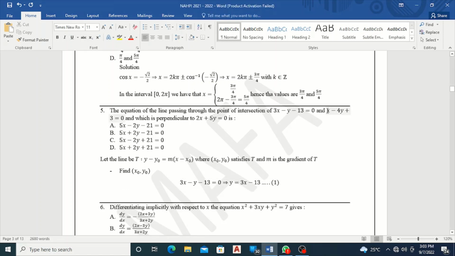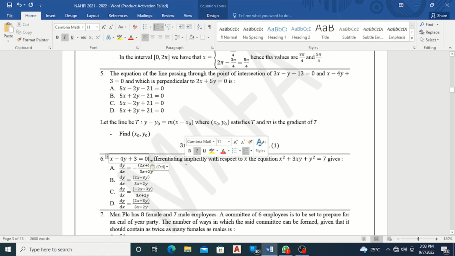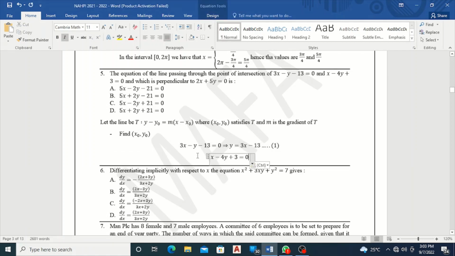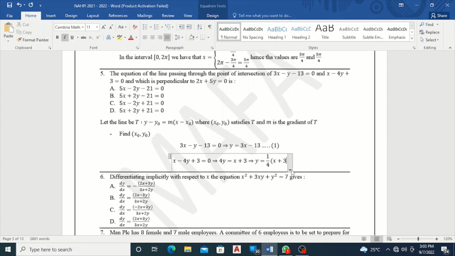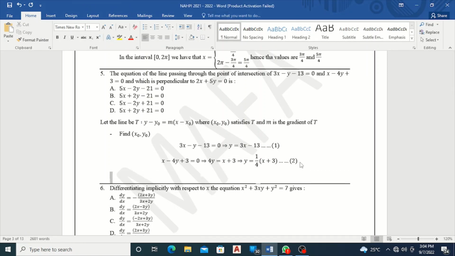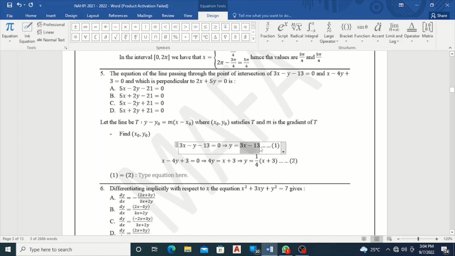And we can call that equation 1. Now what about this other line? We can also look for the value of y. So this line means that 4y is equal to x plus 3. So we can divide all through by 4, meaning that y is equal to 1/4 into x plus 3. I can call that equation 2. Since the y's are the same, I'm going to equate equation 1 to equation 2. It means that 3x minus 13 is equal to 1/4 into x plus 3.